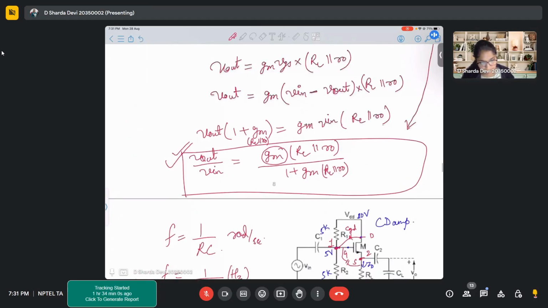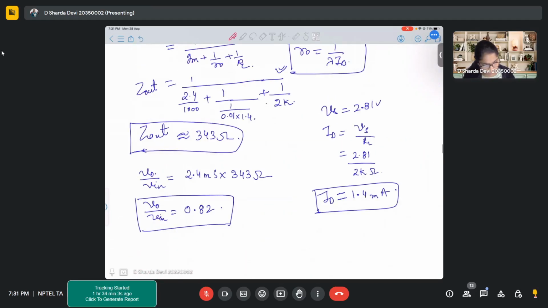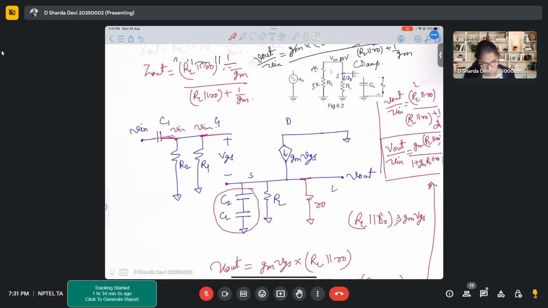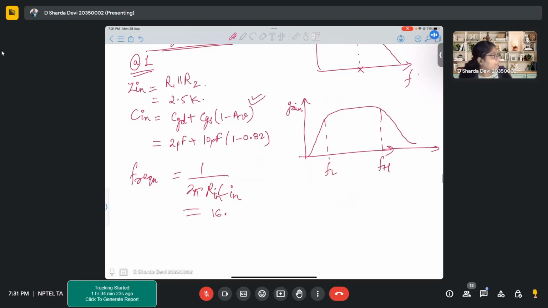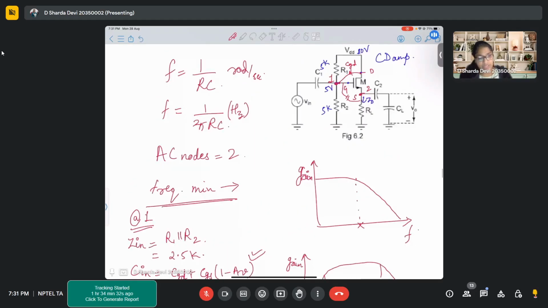Gain we already found out. How much was the gain? 0.82. 1 minus 0.82. So the frequency that you get, 1 upon 2 pi R C in, R and C in, I did calculate it, was 16.75 megahertz. So this is the frequency that you get for your first node, which is your input node.